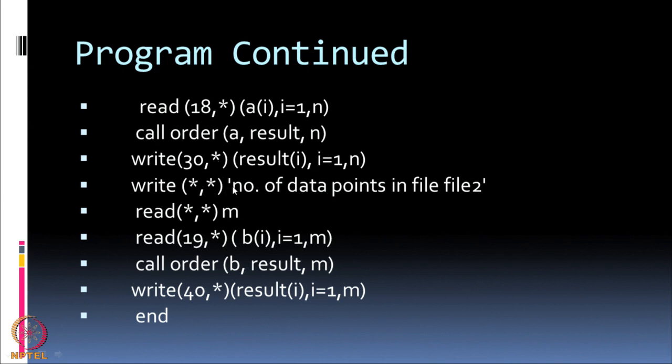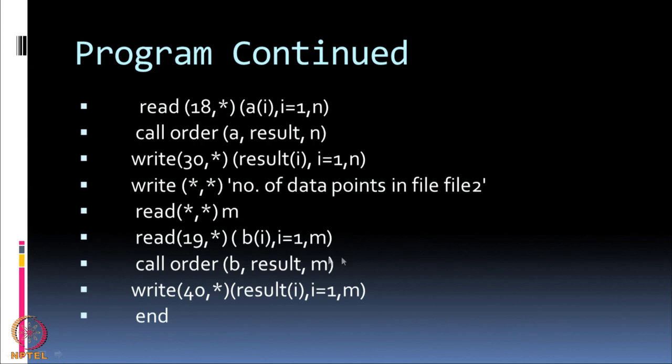Now, I want to arrange the data in file 2 in an ascending order. So, what do I need to do? How many data points are there in file 2? Read that as M and read all the data from file 19 now, because this is the second file. Again call order. So, the first time it arranged everything in an ascending order for variable A. Next time it will arrange B in an ascending order. B was read from a different file.